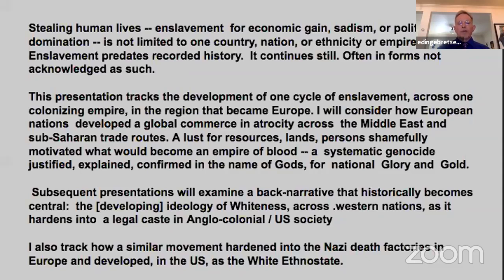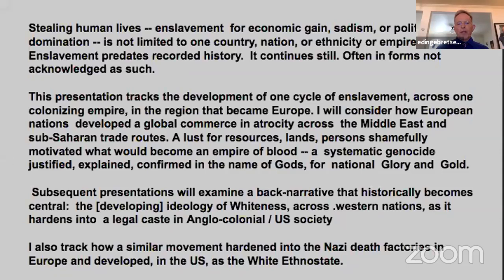The presentation this afternoon tracks the development of one cycle of enslavement across one colonizing empire in the region that became Europe. I will consider how European proto-nations developed a global commerce and atrocity across the Middle East and sub-Saharan trade routes, a lust for resources, lands, persons, shamefully motivated what would become an empire of blood, a systematic genocide justified, explained, confirmed in the name of gods, because the gods were many, for national glory and gold.